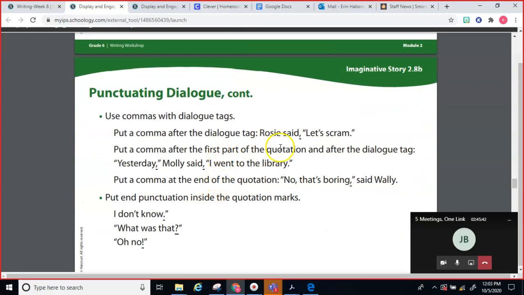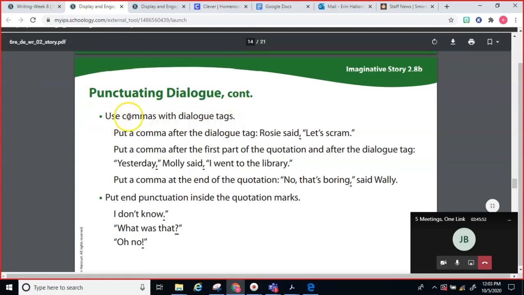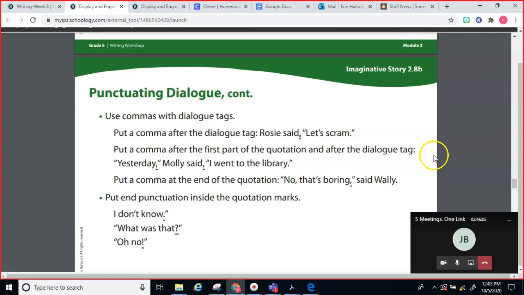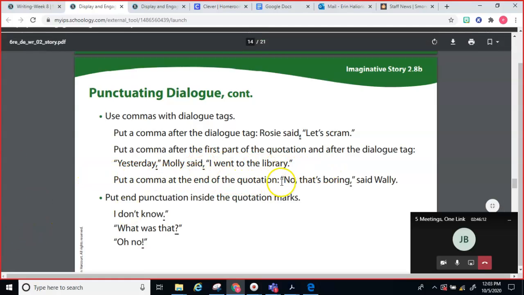This is all in your Schoology as well. I created a different folder for writing because I thought it would be way easier than what I did last week. Again, like Jackson said, we're going to use commas with dialogue tags. Put a comma after the dialogue tag. Rosie said, comma, let's scram. Put a comma after the first part of the quotation and after the dialogue tag. Yesterday, comma, Molly said, comma, I went to the library. And you put a comma at the end of the quotation.